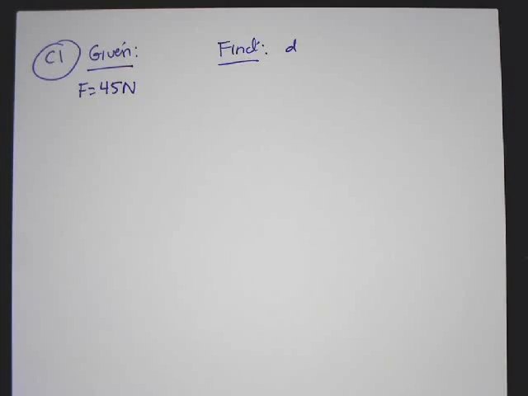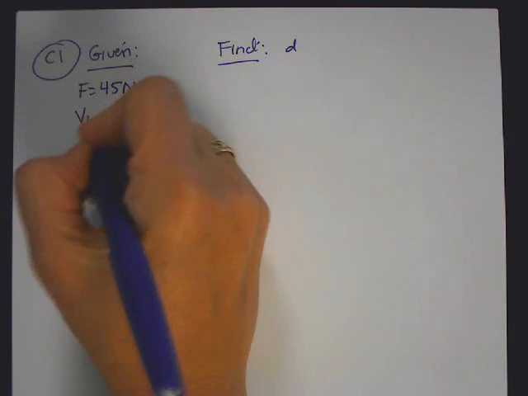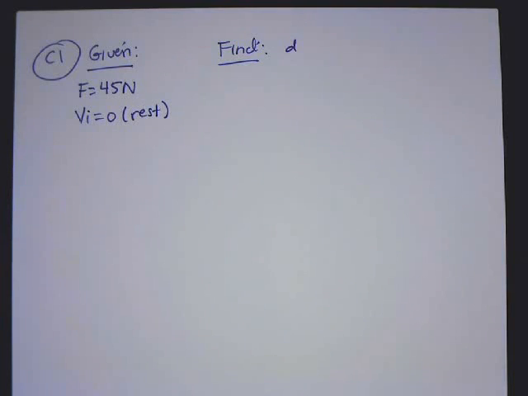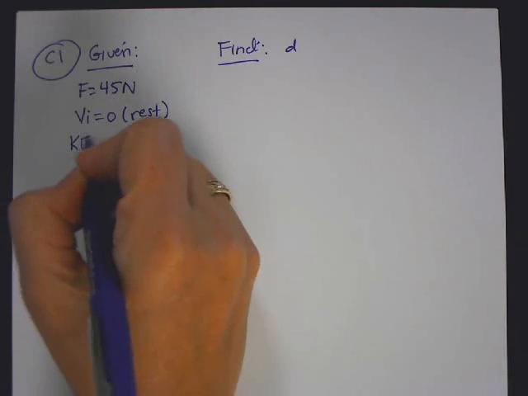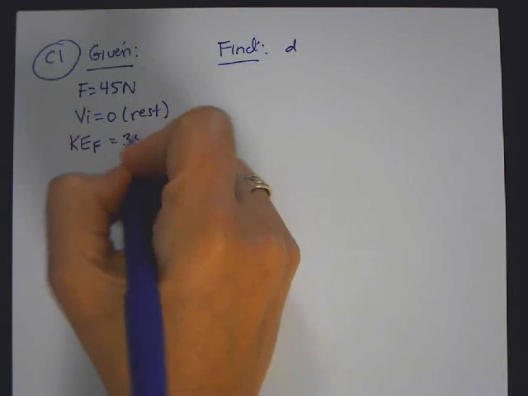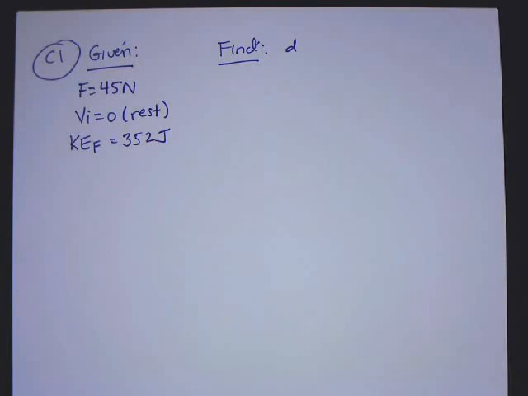Must the student be pushed starting from rest? Does that mean something? Yes. So VI is 0 because I start from rest. So that her final kinetic energy, so this is going to be KEF, is equal to 352 joules.